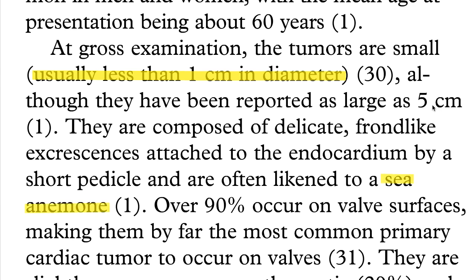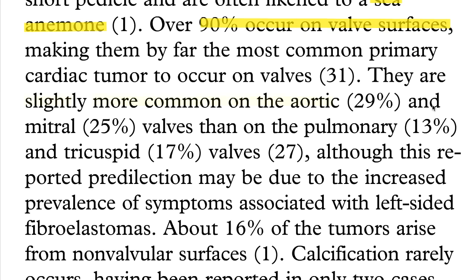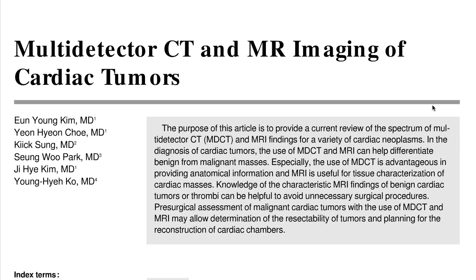Have been reported as large as 5 centimeters. I haven't seen one that big. Often likened to a sea anemone, and I'll show you a picture of a gross specimen which looks like that. Over 90% occur on valve surfaces, but they can occur on the wall of the aorta. We have a case of that, aortic valves being the most common. Here we have 16% of what can arise from the wall of any endocardial surface. So keep that in mind in your differential for a small pedunculated mass.